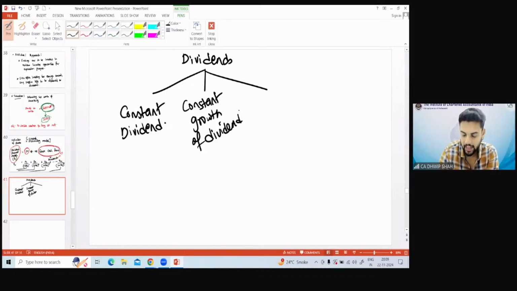Second is that there would be growth every year in dividend. So let's say year 1 is 10 and the growth rate is 10%. So in year 2, the dividend would be 10 plus 10%. In year 3, it would be 11 plus 10%. In year 4, it would be 12.1 plus 10%, and so on. But the constant dividend assumption says that the dividend will remain constant throughout the life.